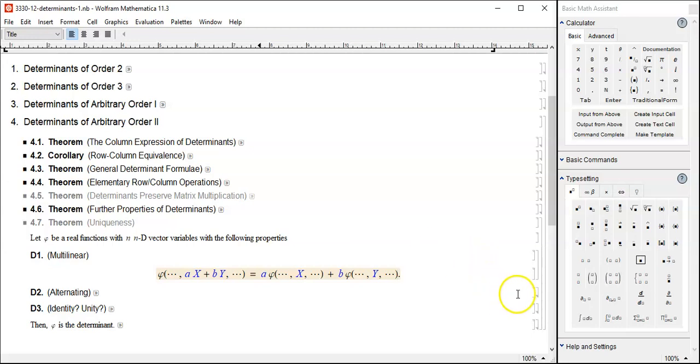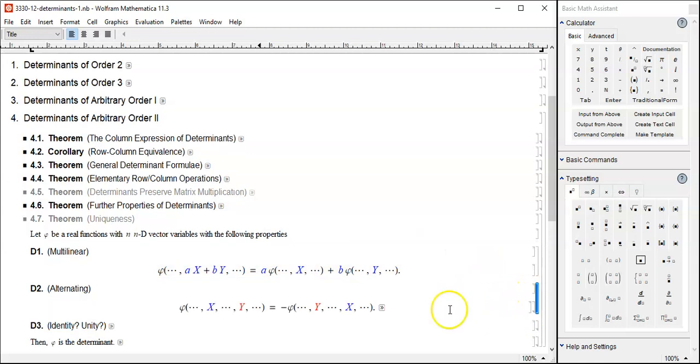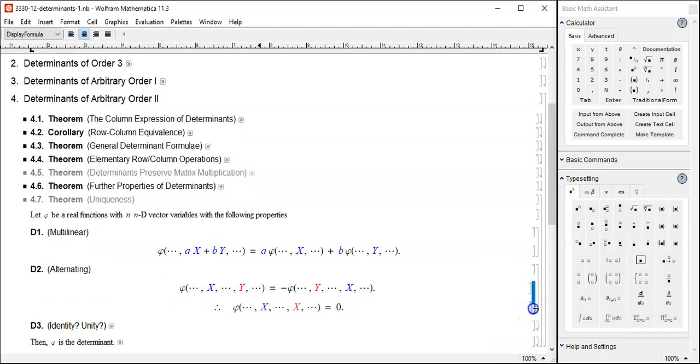It's multilinear. Next, alternating. Switch the ith column and the jth column, then you have the negative of the function value. An immediate consequence of that is if those two column vectors are identical, then even after switching, no change. So no change after taking the negative sign, that can be only 0. That's an immediate consequence of this alternating property we saw many times.